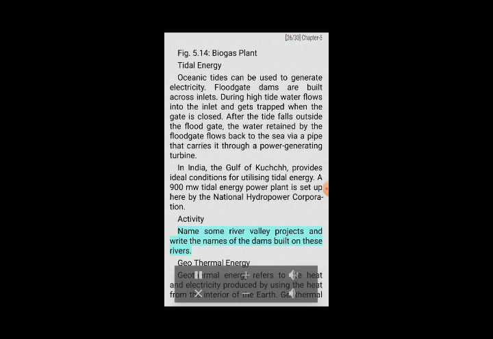Activity. Name some river valley projects and write the names of the dams built on these rivers.